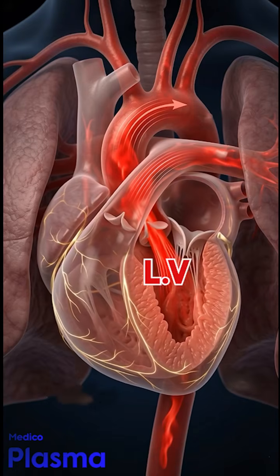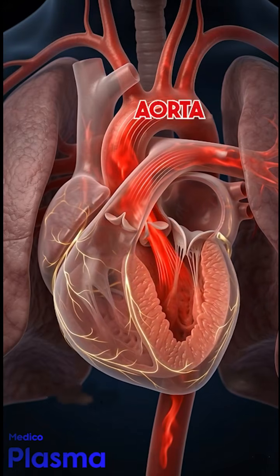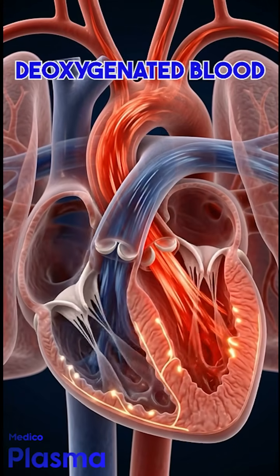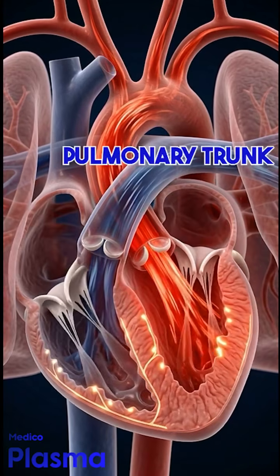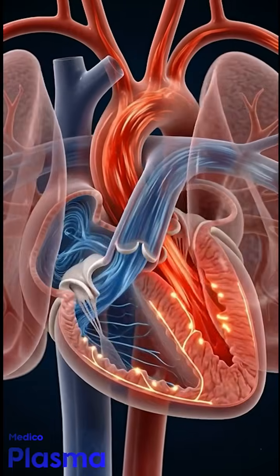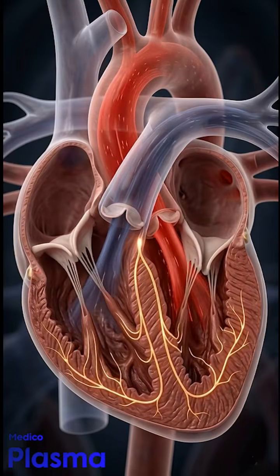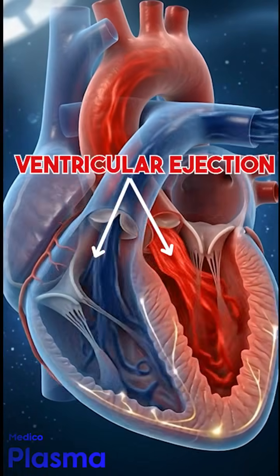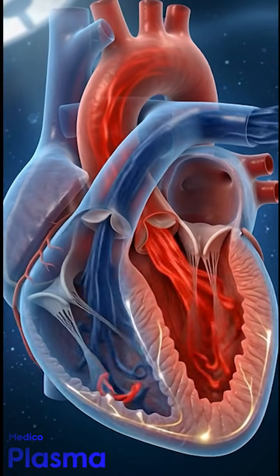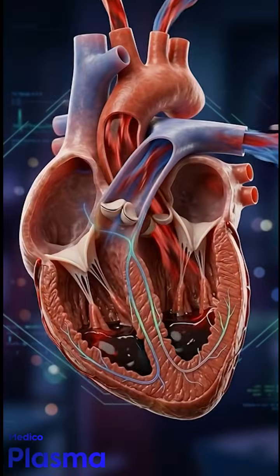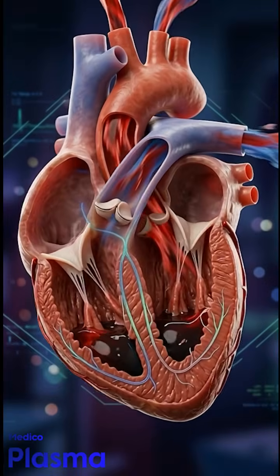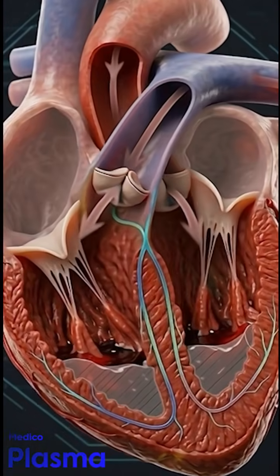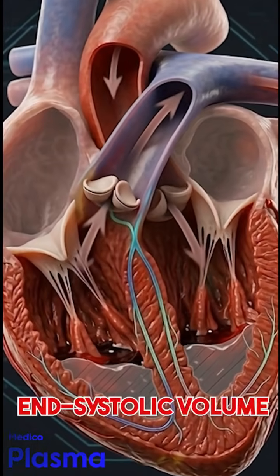The left ventricle pumps oxygenated blood into the aorta for systemic circulation, while the right ventricle pumps deoxygenated blood into the pulmonary trunk toward the lungs. This phase represents the main pumping action of the heart and is essential for maintaining effective circulation. During ventricular ejection, ventricular volume decreases significantly as blood leaves the chambers. However, a small amount of blood remains in the ventricles after contraction, known as the end systolic volume.